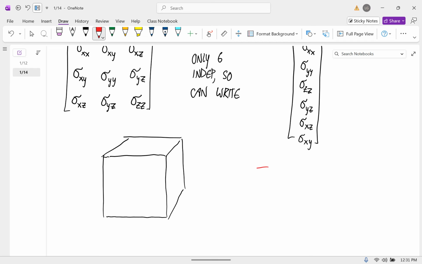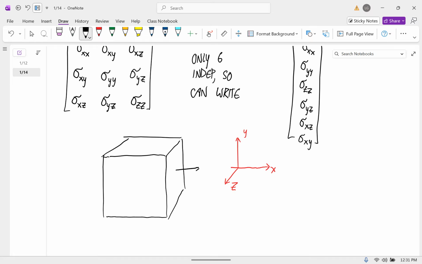And we're always going to assume when we draw this cube that our coordinate system is like this. The x direction is this way, y is this way, and z is this way. And the relationship between the diagram and either one of these two matrix representations is this.